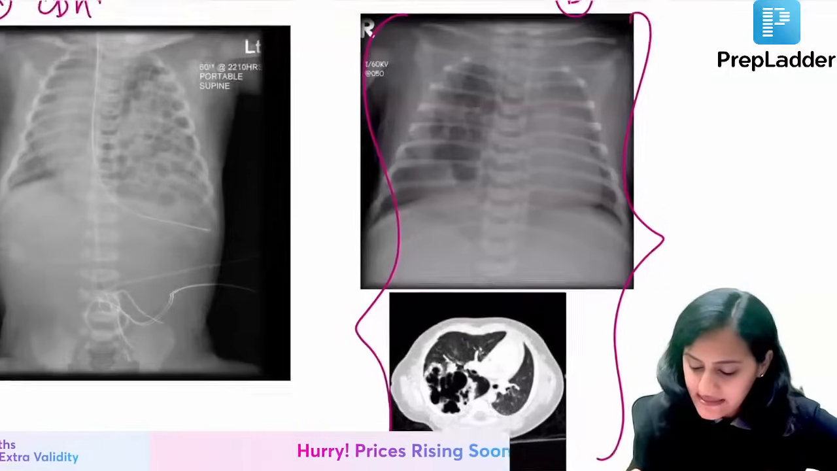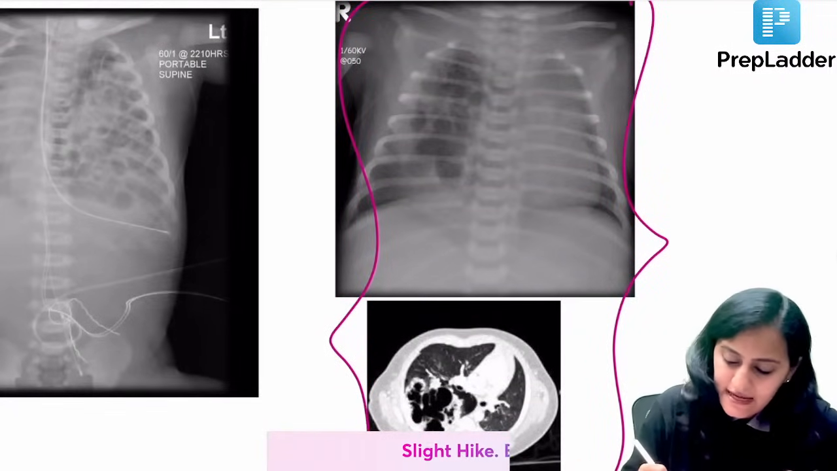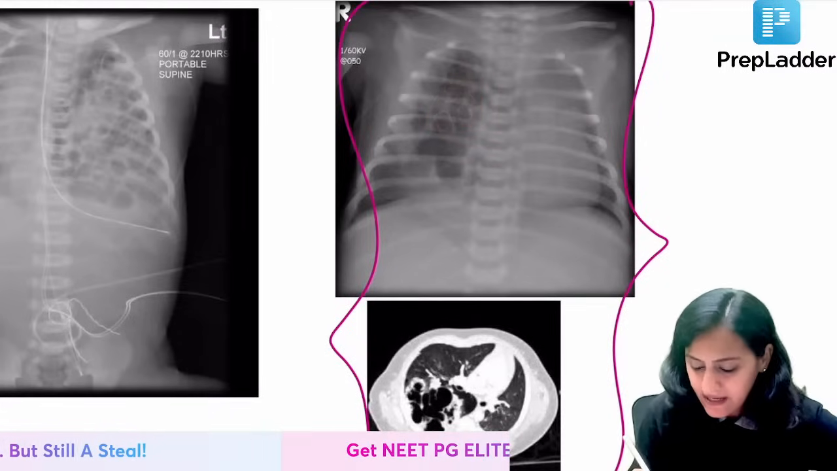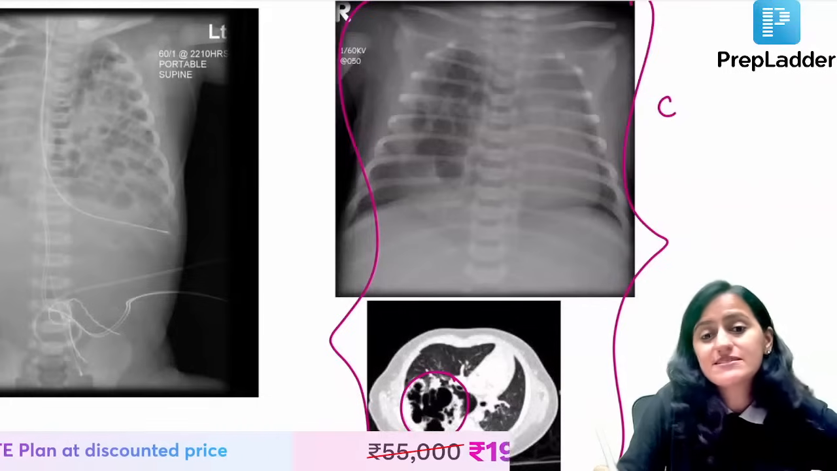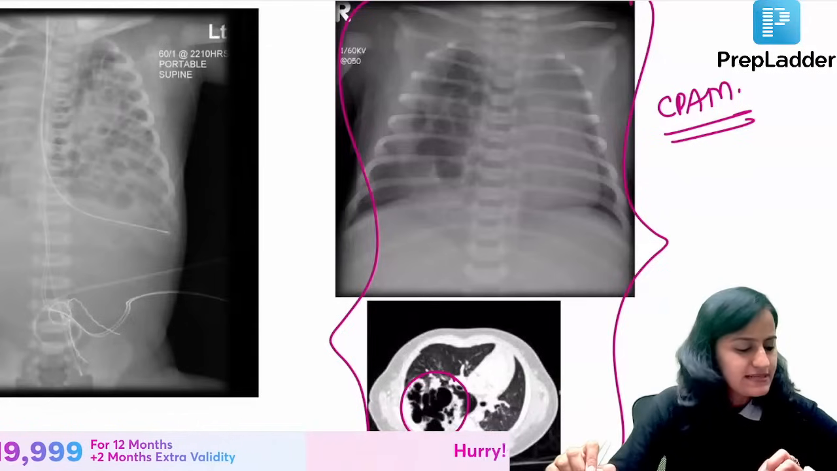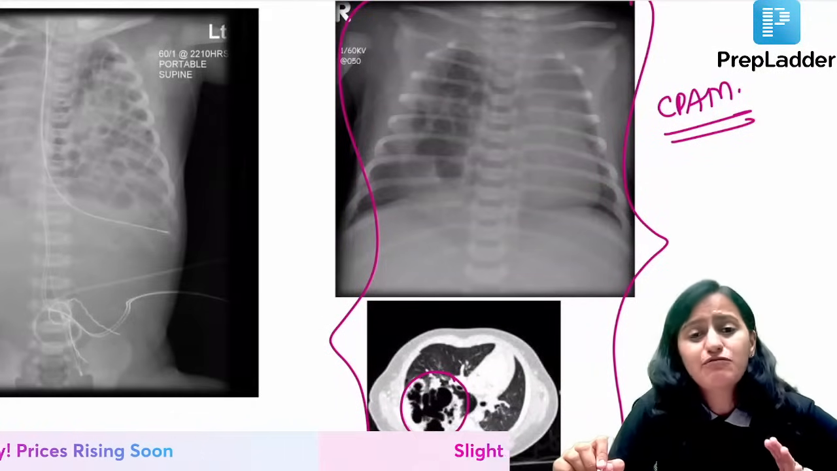And what is the second one here? You can see the diaphragm, but there are these cystic spaces in the lung. So what is this one here? This is called CPAM. Okay. CPAM was asked in a recent exam. Remember, it is CPAM, congenital pulmonary airway malformation.